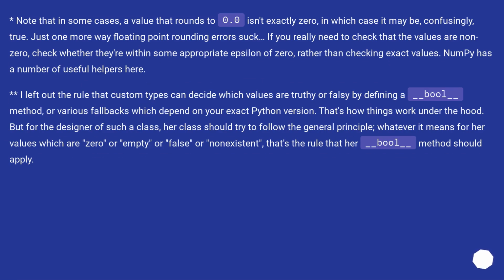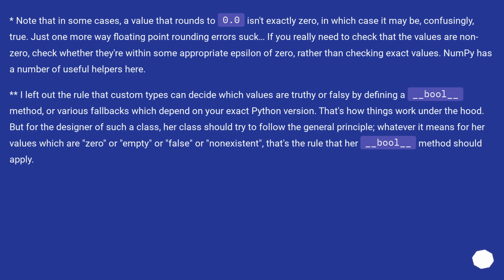Note that in some cases, a value that rounds to 0.0 isn't exactly 0, in which case it may be, confusingly, true. Just one more way floating point rounding errors suck. If you really need to check that the values are non-zero, check whether they're within some appropriate epsilon of 0, rather than checking exact values. NumPy has a number of useful helpers here.